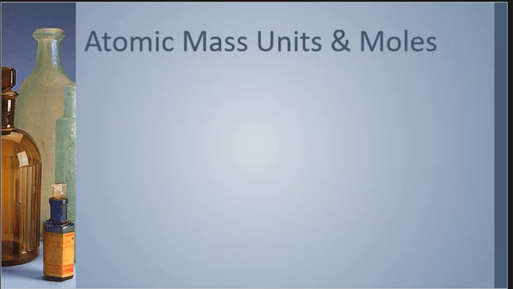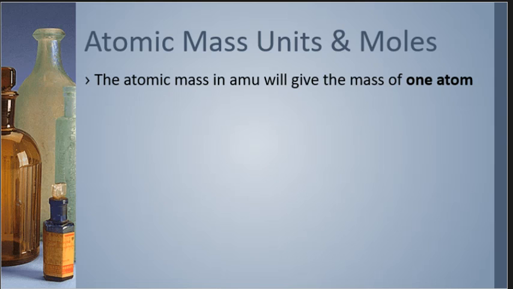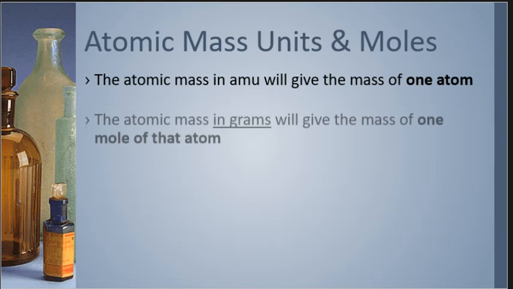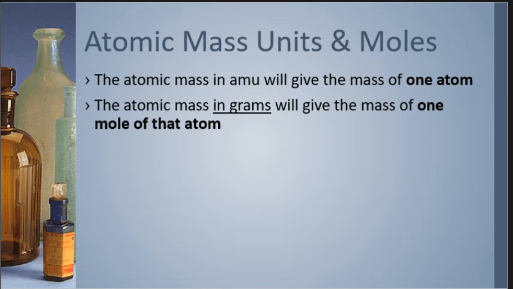So atomic mass units in moles. Here we go. The atomic mass unit in AMU will give you the mass of 1 atom. The atomic mass in grams will give you the mass of 1 mole of that atom. So if you look at any chart, pick one, carbon. Look at carbon. What's the number on the bottom? 12. Okay, so I know that 12 grams of carbon is going to give me 1 mole. You get it?